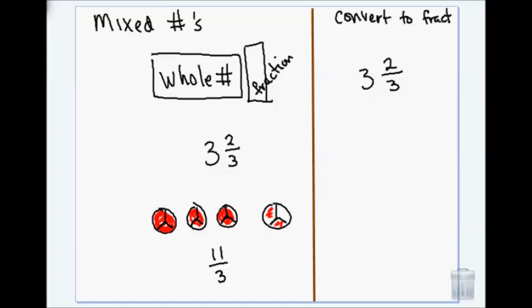So what we do is we move clockwise. Starting with your denominator, you multiply that by your whole number. And then whatever answer you get there, you add to your numerator. So it's going to be 3 times 3 plus 2. 3 times 3 is 9 plus 2 is 11. That's your new numerator. The denominator stays the same.